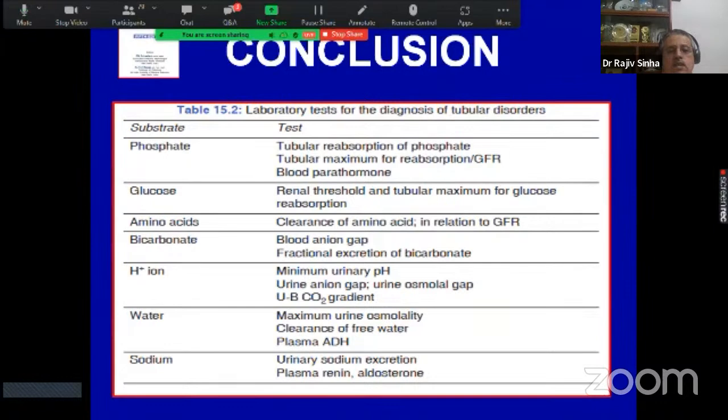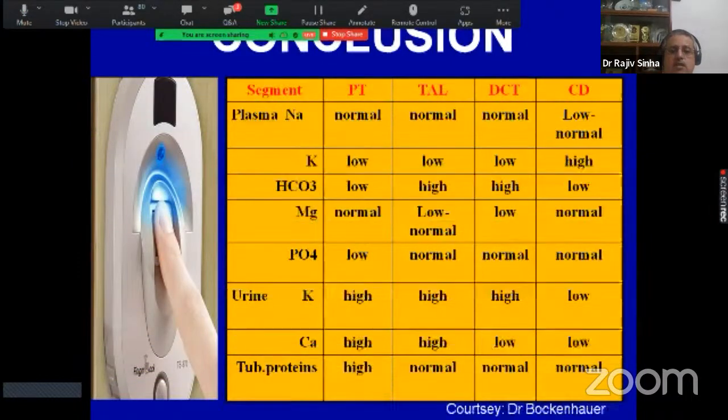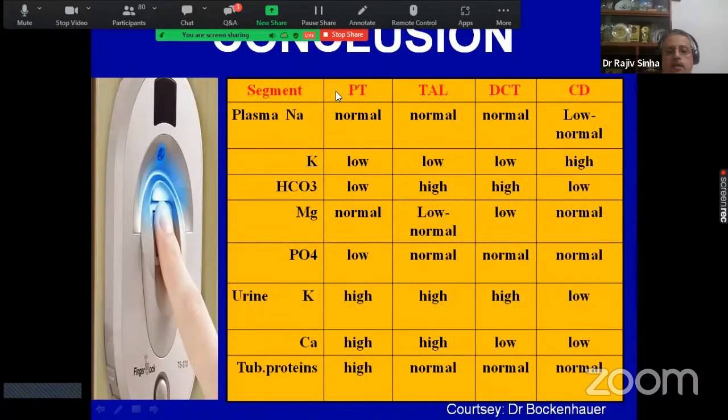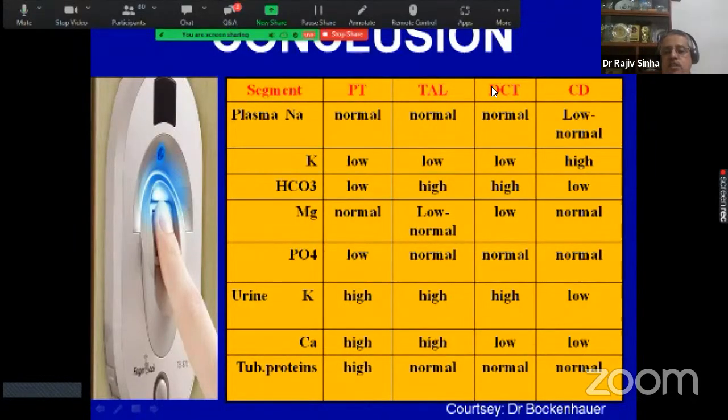So, in conclusion, these are the various lab tests which can be useful in finding out the pattern. Pattern for proximal tubule, that is low or normal sodium, low potassium, low bicarbonate, low phosphate, with calcium phosphate proteinuria. Pattern for a problem in the ascending limb, that is the furosemide pattern: normal sodium, low potassium, metabolic alkalosis, so high bicarbonate, magnesium low or normal, phosphate normal, urine potassium high, chloride not mentioned here, but chloride will be high. And then the pattern of a DCT, that is thiazide, with again low potassium, high bicarbonate.